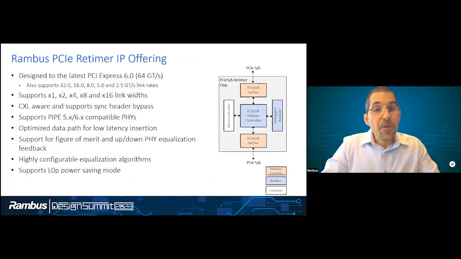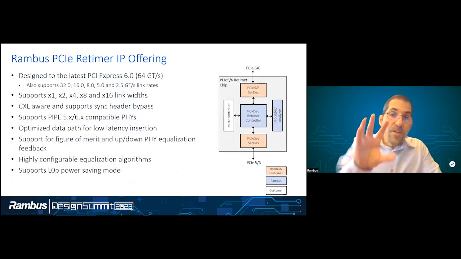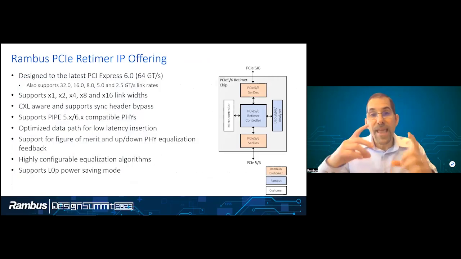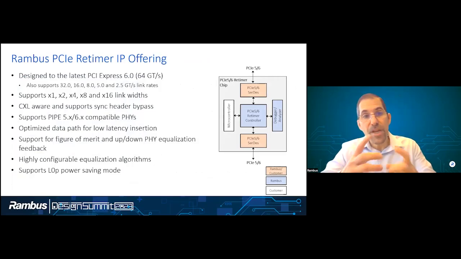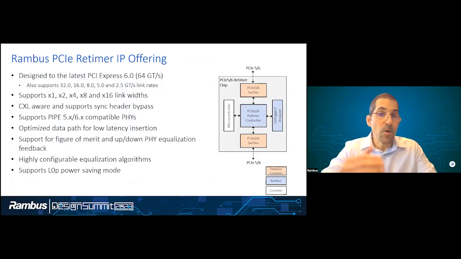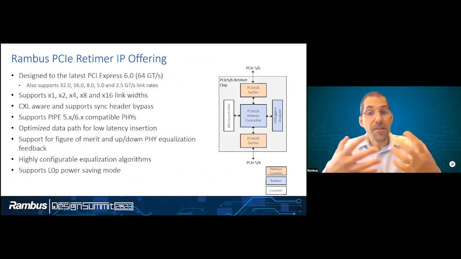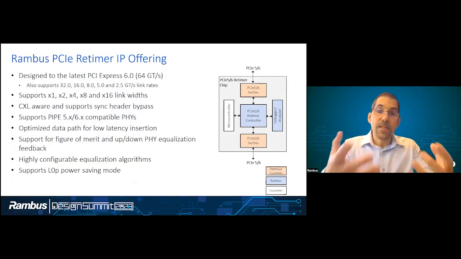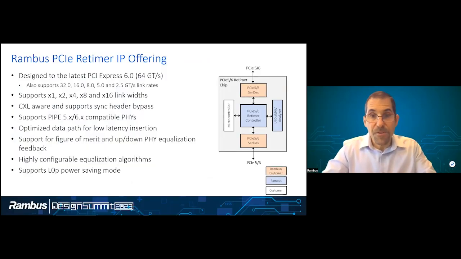Another IP we offer is retimer IP. A quick note: the diagram on the right is the actual retimer chip. The light-colored orange boxes are SerDes. It could be a customer developing a retimer chip that has their own SerDes, or they could license a Rambus SerDes. The light blue boxes are the IP that is provided by Rambus with respect to the retimer IP.